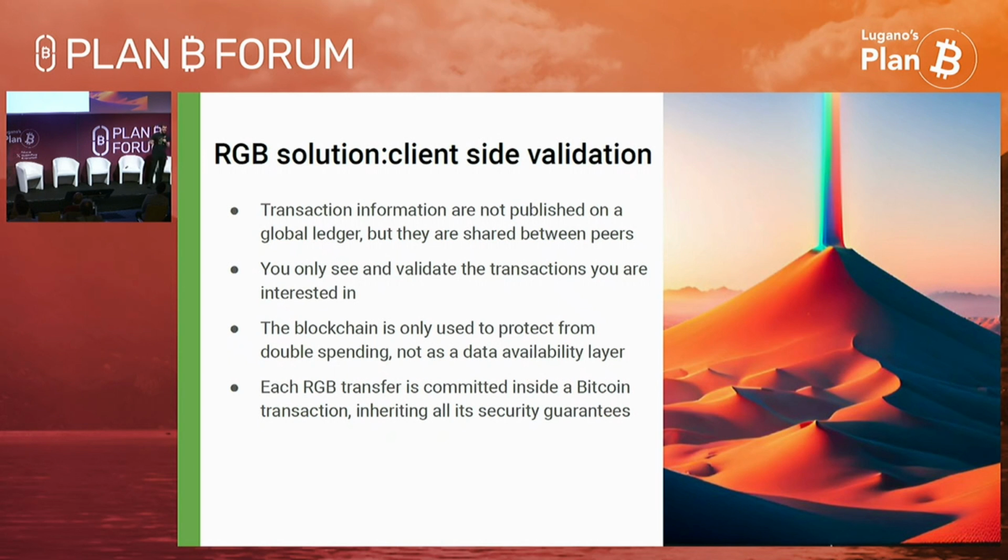So it's not like a sidechain where you have a trade-off, where you need to trust a federation somehow, but you get some advantages. Not with RGB, you just get the same security model of Bitcoin as it is, because we just build RGB transfers on top of Bitcoin transactions.